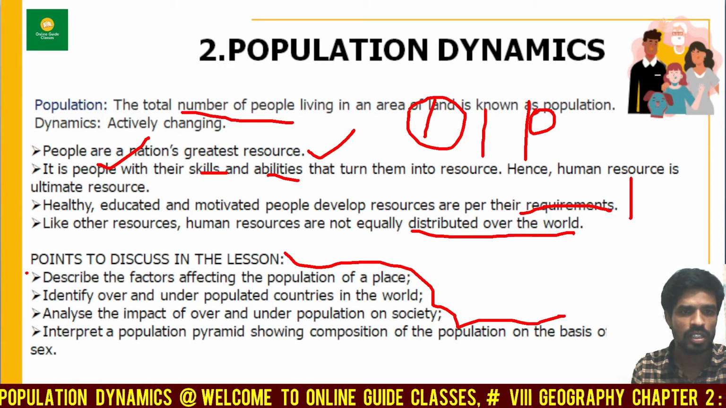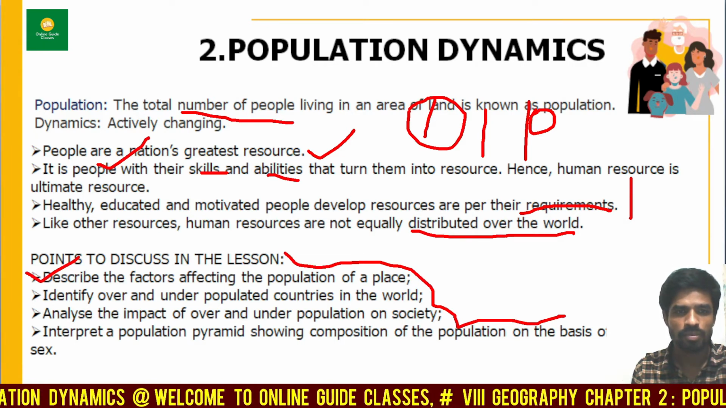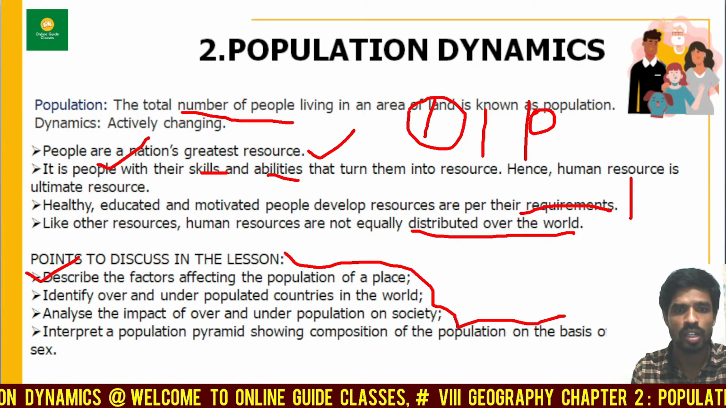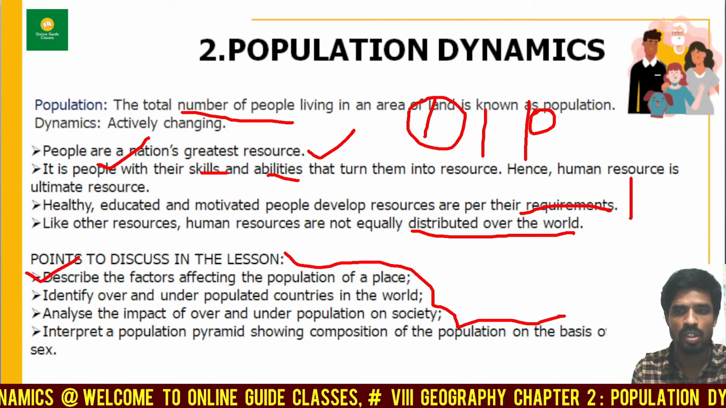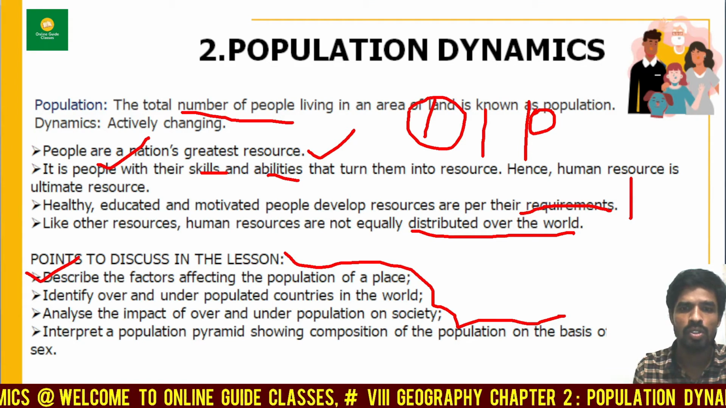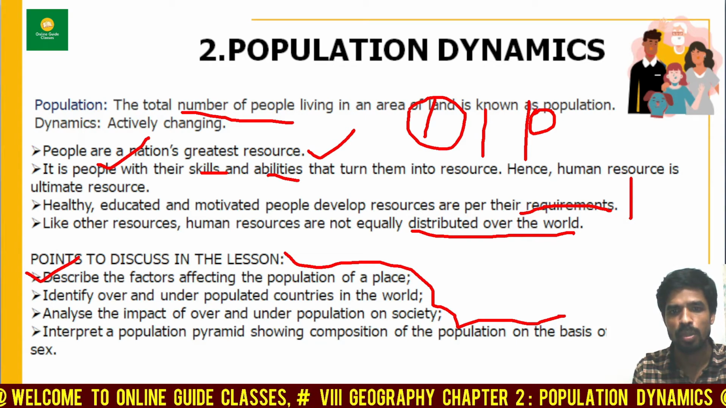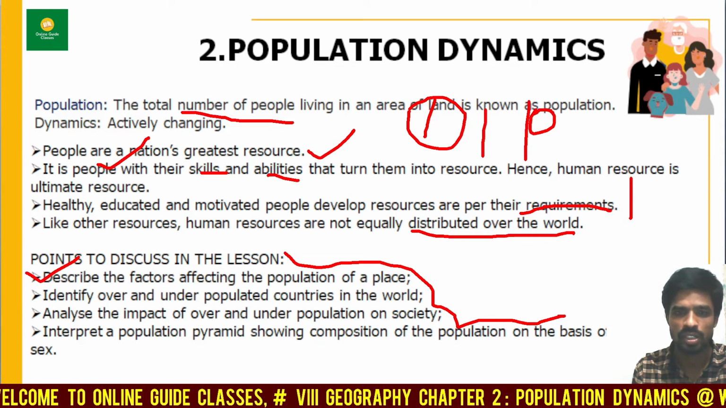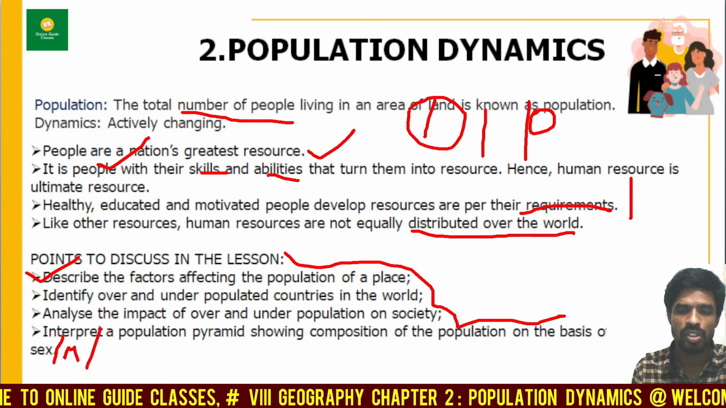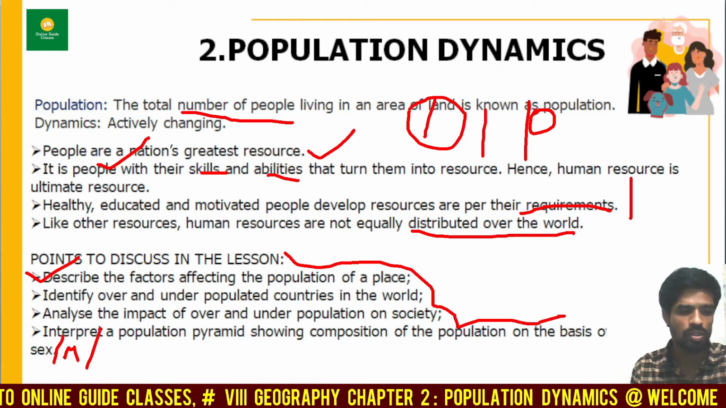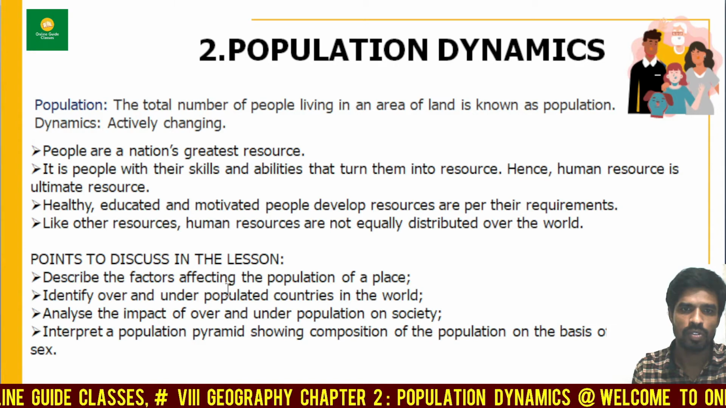Let us all study. The first one is we are going to describe the factors affecting the population of a place, identify over and underpopulated countries in the world, and analyze the impact of over and underpopulation on society. We will also interpret a population pyramid showing the composition of the population on the basis of age and sex, in the sense male and female according to their age, right? So all these points we are going to discuss in the continuation of this lesson. Let's move on to the lesson, my dear friends.